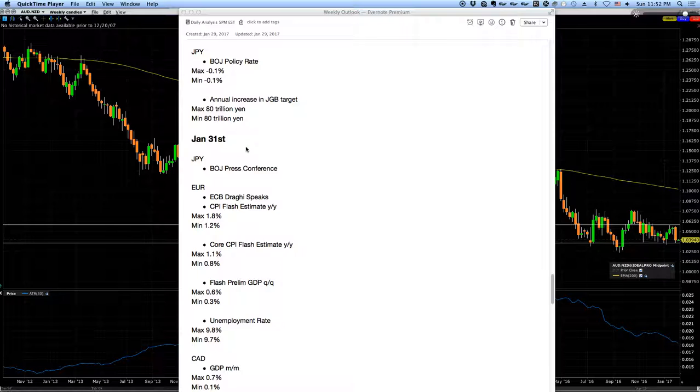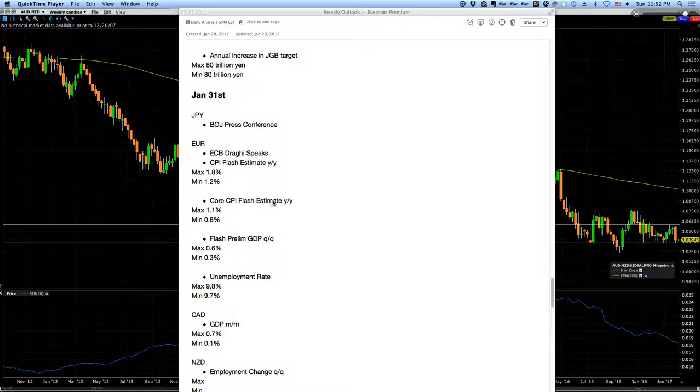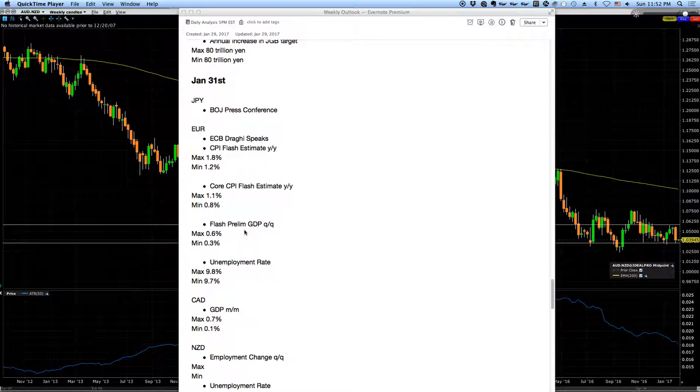Now, on Tuesday, we will also have the ECB Draghi speaks, and you have a CPI flash estimate from Eurozone, core CPI flash estimate again from Eurozone, flash preliminary GDP, and unemployment rate, all from Eurozone. You have to check the timing, but sometimes the events come out at the same time. If that's the case, you've got to be careful to only trade when they are in a congruent direction. But again, minimum and maximum number are here. Basically, that's how I trade it. I only trade things that are outside the deviations.